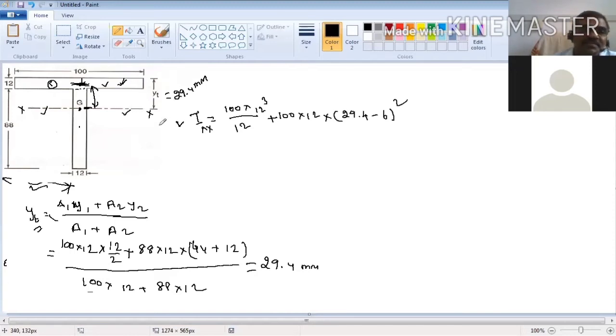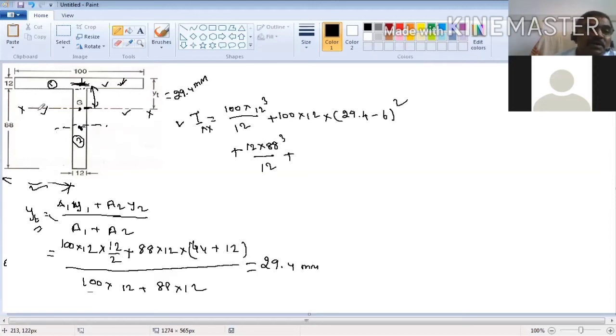Similarly, you have to find the moment of inertia of section 2. This is section 2, and this is the center of gravity of section 2. First, you find the moment of inertia of body 2 about its own center of gravity. What is that? B d cube by 12. B is 12, D is 88. So B d cube by 12 is the moment of inertia of body 2 about its own center of gravity.